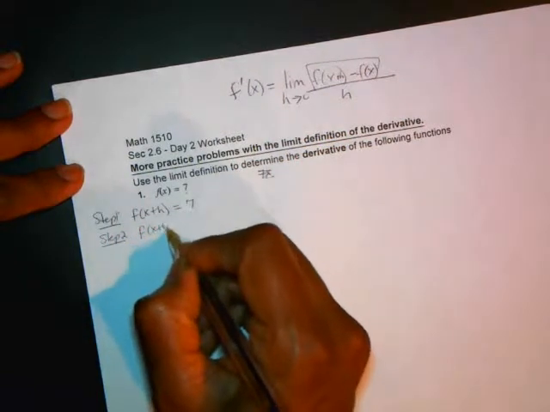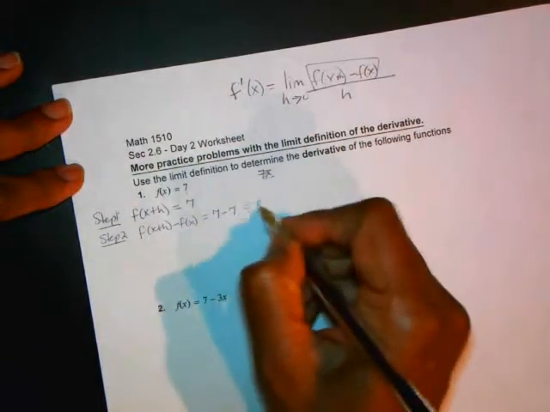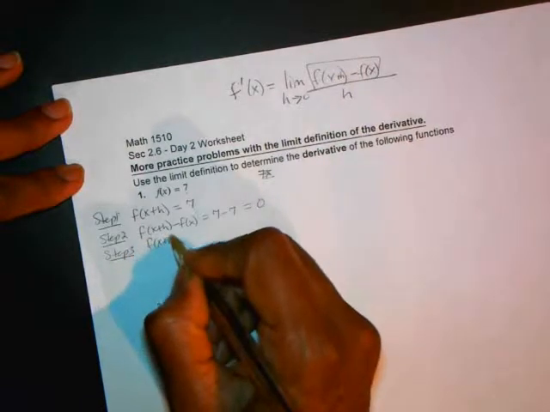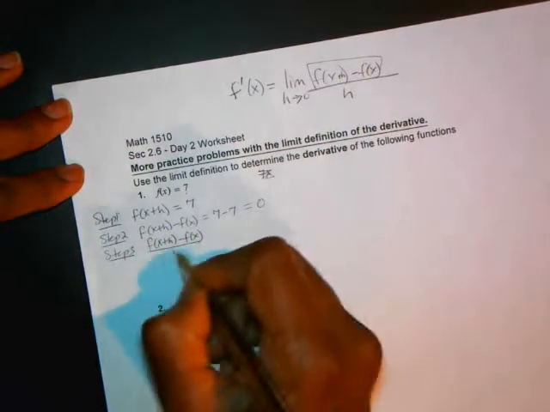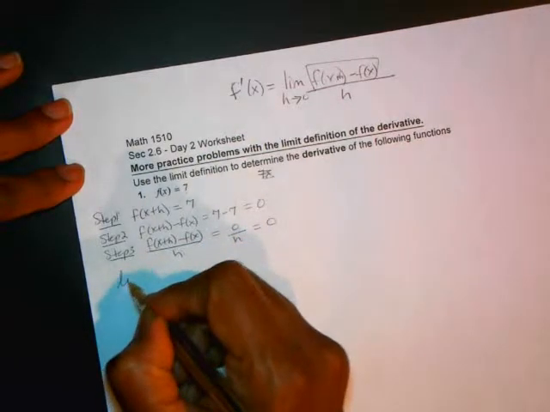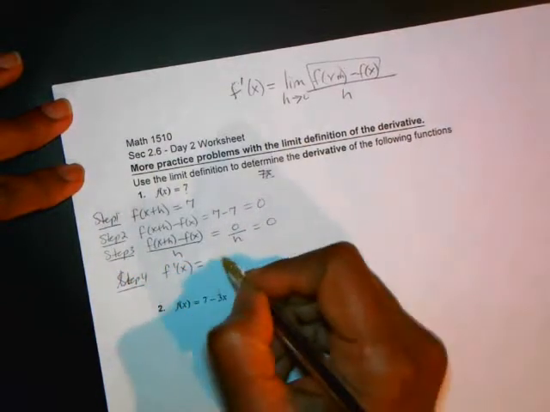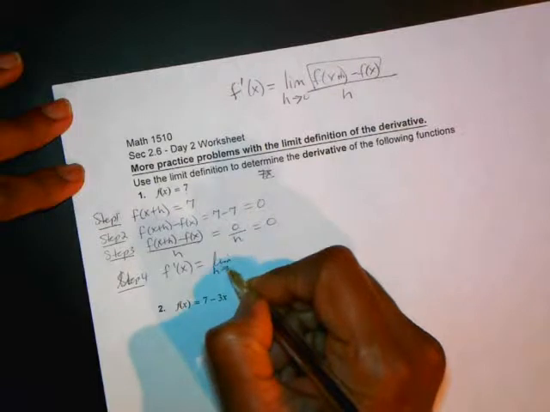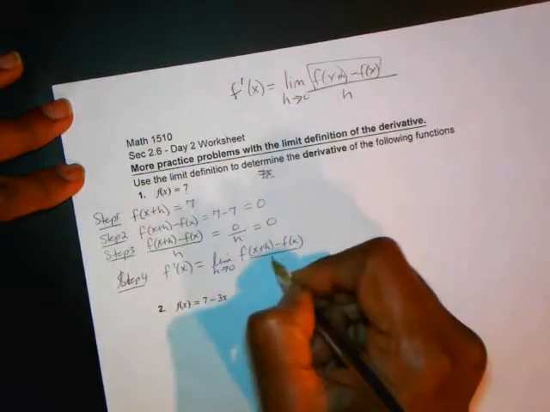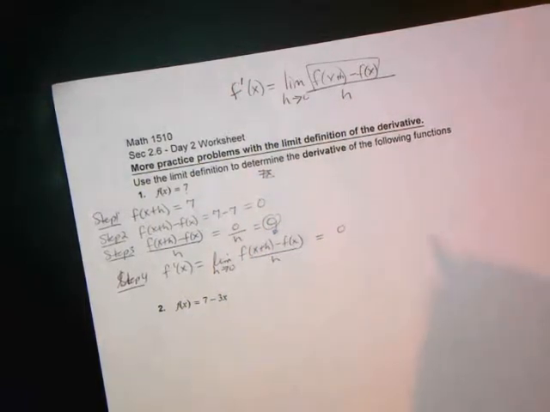So it's f of x plus h minus f of x, which in this case is 7 minus 7, which is 0. In step 3, we do the difference quotient, which is f of x plus h minus f of x all over h, which in this case is 0 over h, which is 0. So finally, step 4, to find the derivative f prime of x, we take the limit as h goes to 0 of f of x plus h minus f of x all over h, which happens to be 0, because we're plugging in 0 over h, which is just 0.